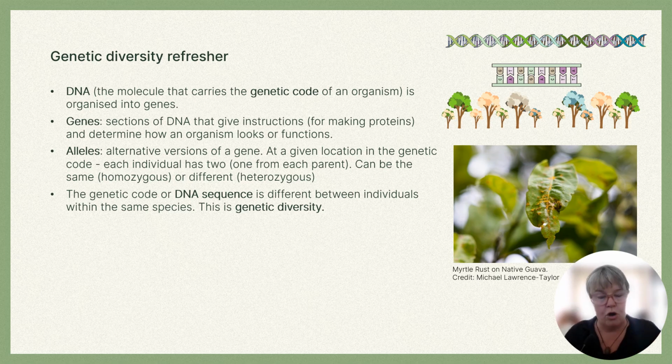For example, whether it is short or tall, able to cope with increased temperature, or resistant to a disease like myrtle rust and so on. Now, alleles are alternative forms of a gene, and at a given location in the genetic code, each individual has two alleles, one from each parent. These alleles can be the same, homozygous, or different, heterozygous. So the genetic code or DNA sequence is different between individuals within the same species.